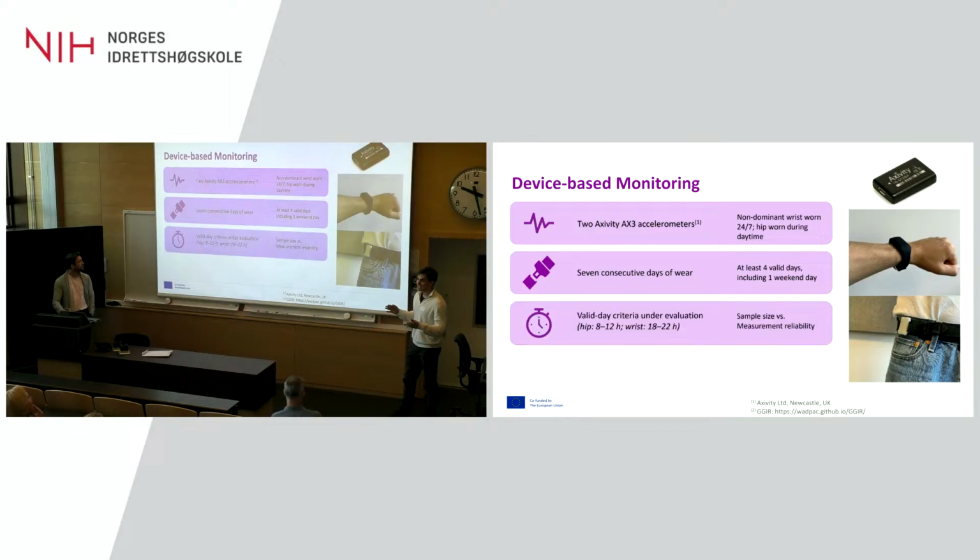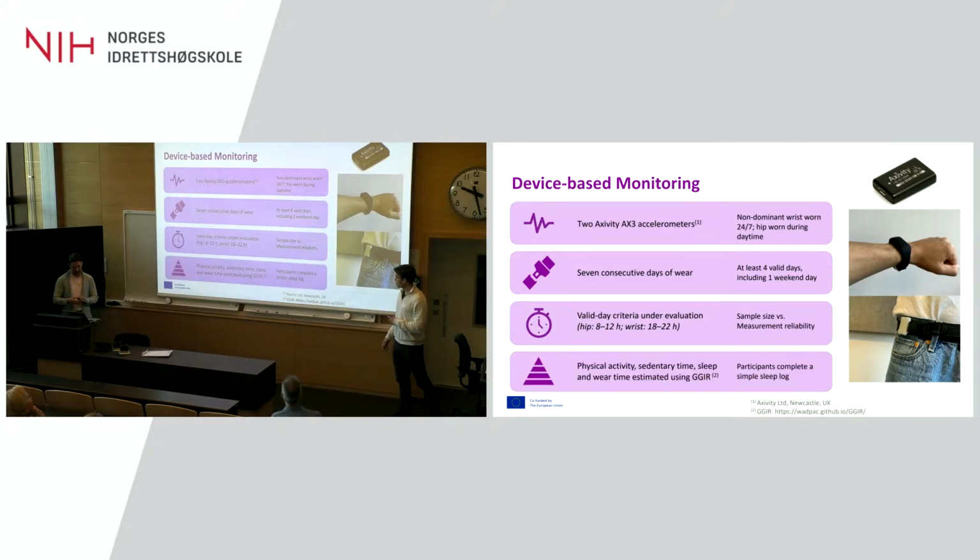We will be testing out different minimum wear time criteria to find a good balance between both sample size and measurement reliability. The levels of physical activity, sedentary time, and sleep will be estimated using the GGIR package, which is made for our coding language, R, as it is open source and free to use for all 7 countries, which supports a highly reproducible analytical approach.